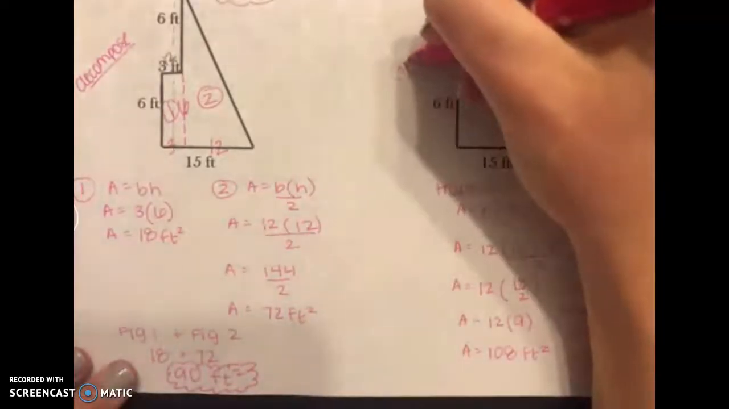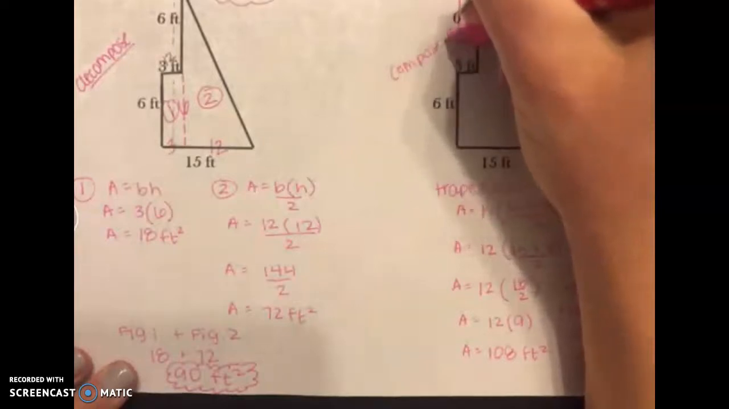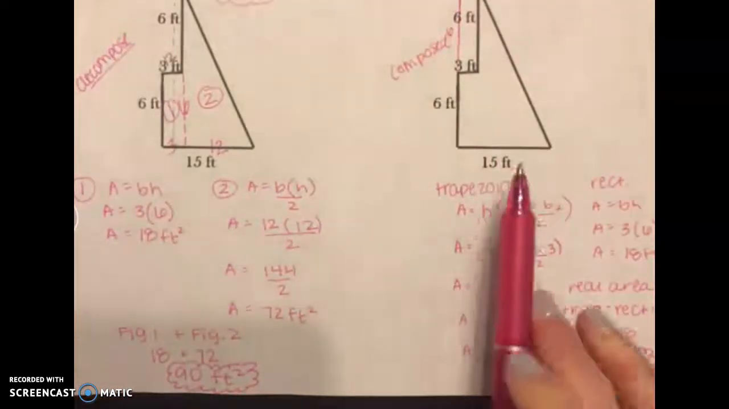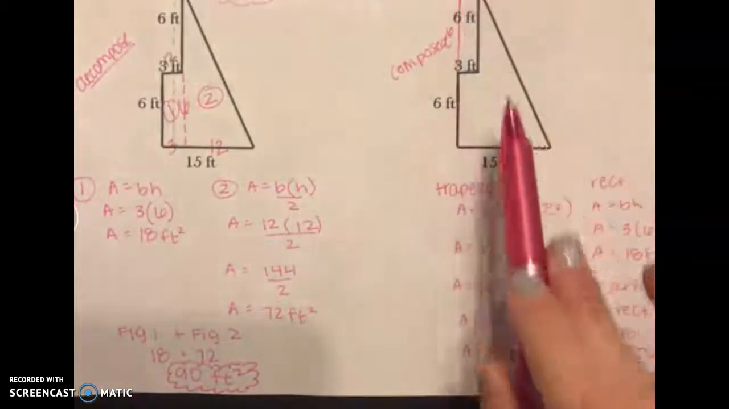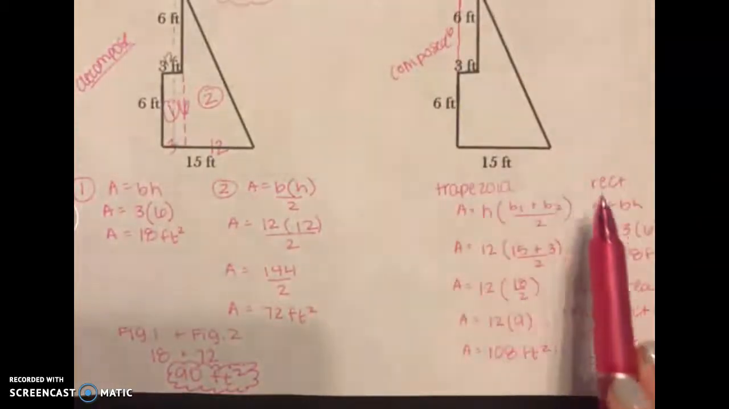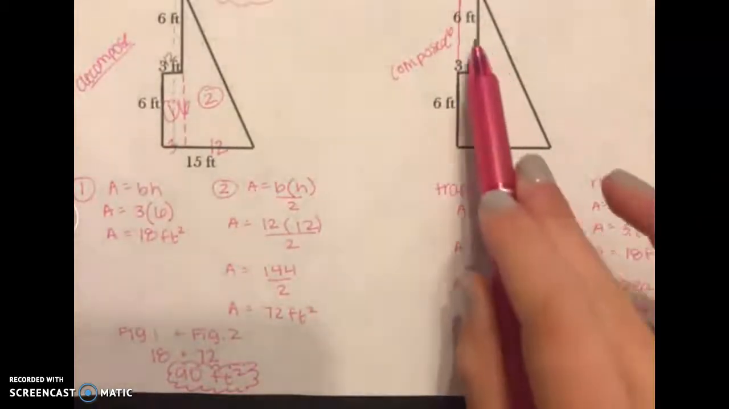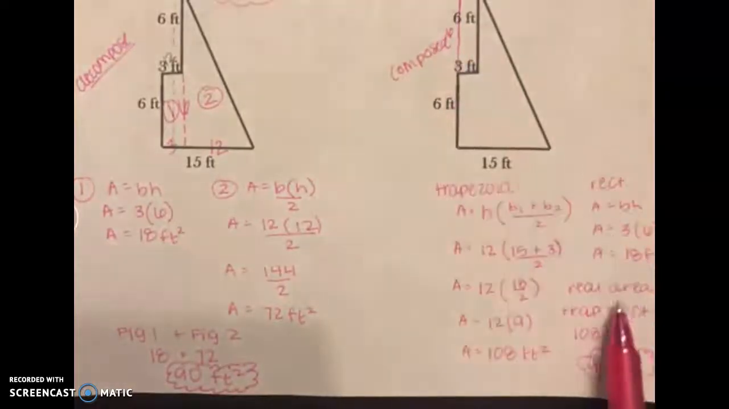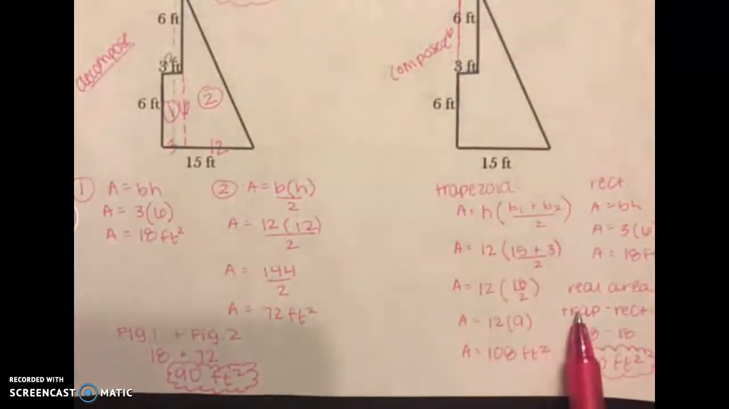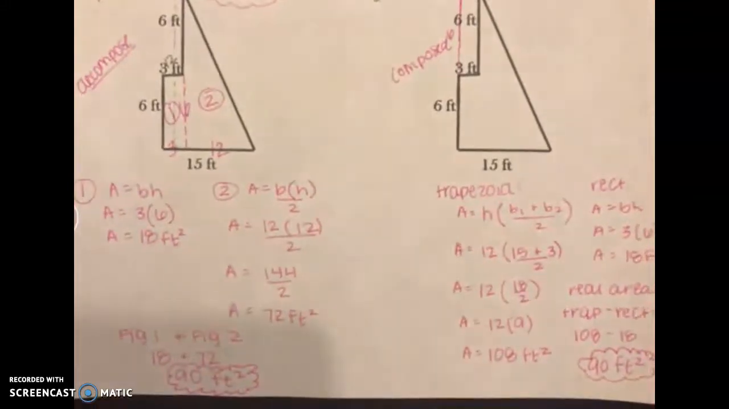Or you could have composed it. If you compose this one, you would have added on to create a trapezoid, which would have had bases of 3 and 15 and a height of 12. So that gave me 108. Then I had to take away this rectangle that had a base of 3 and a height of 6, because that wasn't really there. Trapezoid minus rectangle would give me 108 minus 18, which would give me 90.